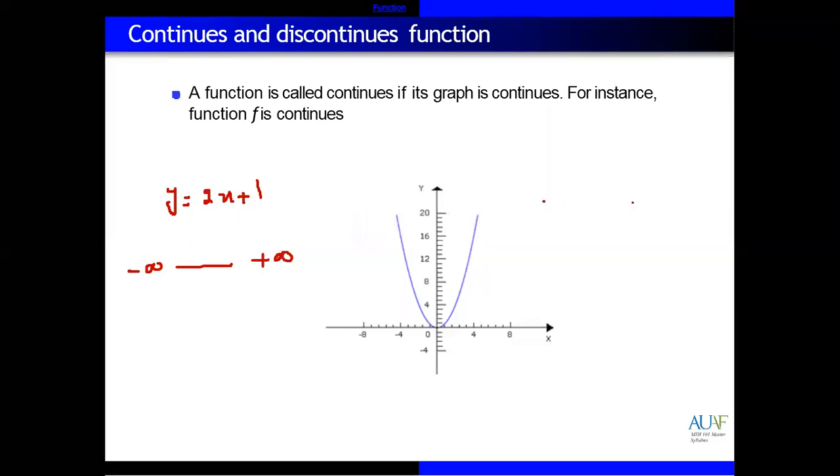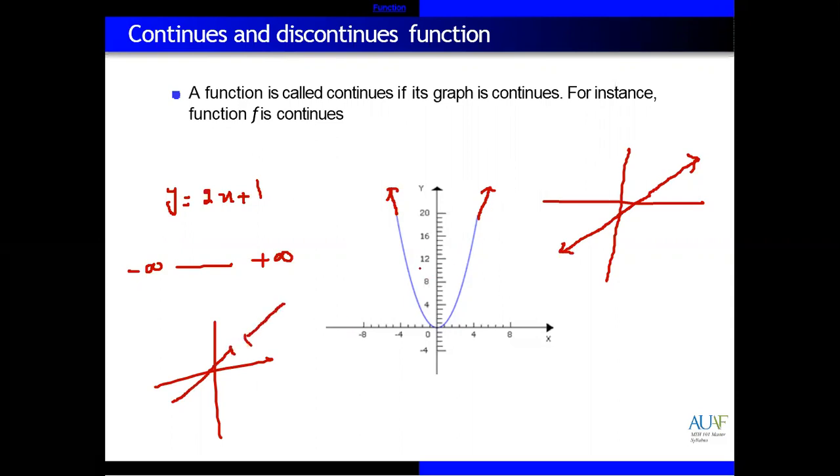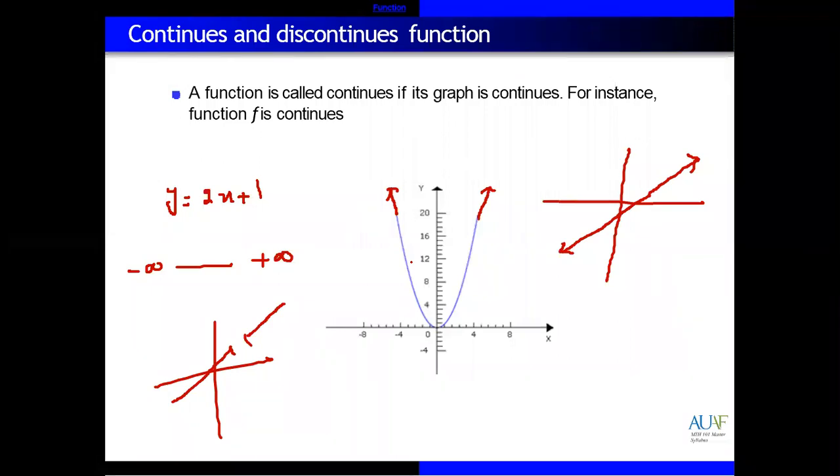So if you draw the graph, there will be no break, it will be a continuous line in this shape. Or if we have a parabola, you can see these lines are continuous, there are no breaks. It's not possible to draw a continuous graph if we have a break between 2 points. So a function in which there is no gap between 2 points on the graph is called a continuous function.